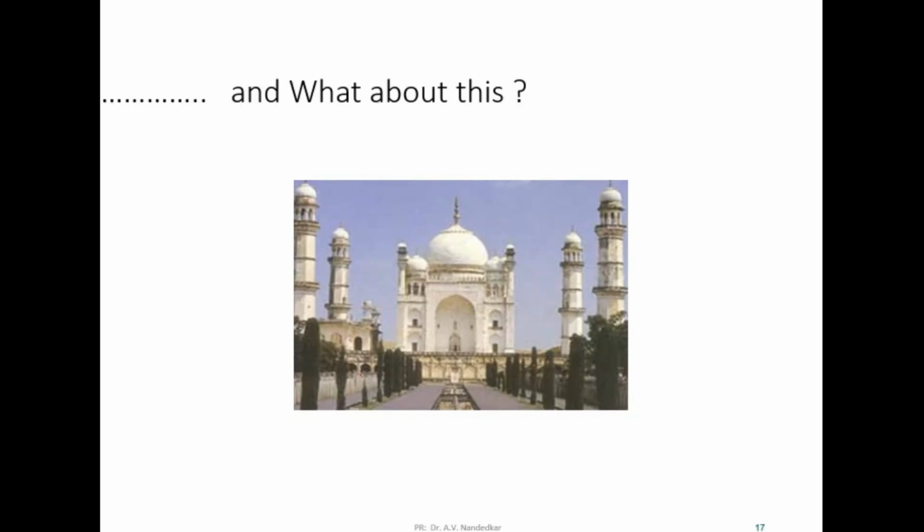Taj Mahal. Taj Mahal. Anybody else? Bibi ka Maqbara. Okay, how do you know this? This is in Aurangabad. Yes, that is the right answer. But how do you differentiate between the Taj Mahal and this thing? Size. Size, right?